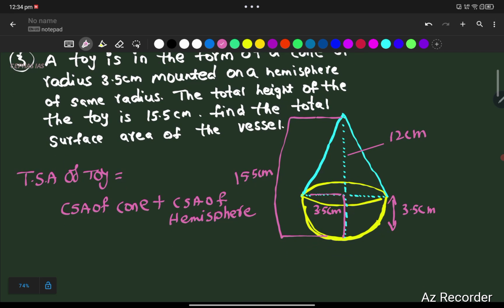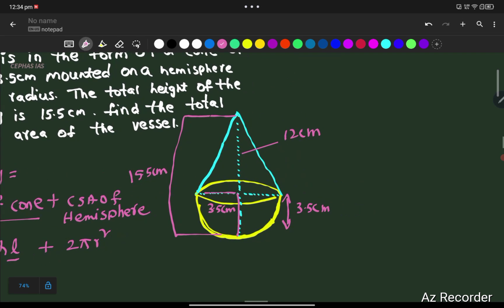If you want to find out the CSA of the cone, you must find out the L value also, because the CSA of the cone contains the formula pi r L, where L is the slant height of the cone. At the same time, the CSA of the hemisphere is 2 pi r square, where we know everything. The thing that we don't know is L. How to find out the slant height? Slant height L is equal to square root of r square plus h square, where r is the radius of the cone, h is the height of the cone.